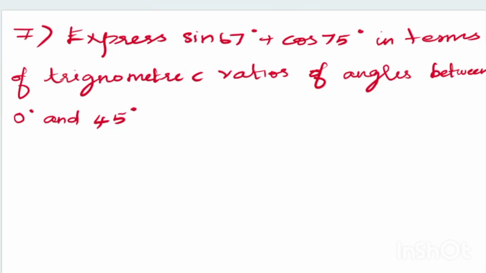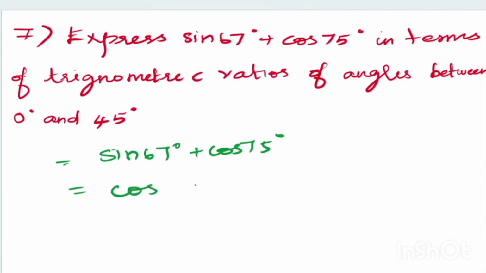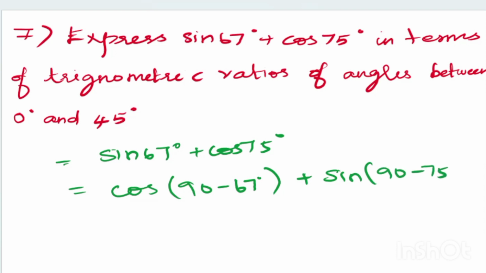Express in terms of trigonometric ratios of angles between 0 degree and 45 degree. So they have given some angles of 67 degree and 75 degree. They have asked us to bring it between 0 degree and 45 degree. So how can we do this? Sine 67 degree plus cos 75 degree. How can we write sine? We can write it as cos 90 minus theta, right? 90 minus 67 degree plus, or how can we write cos? We can write it as sine 90 minus 75.